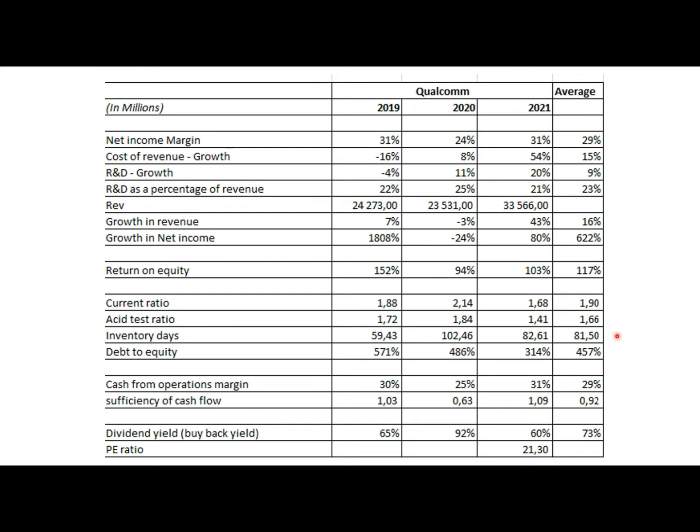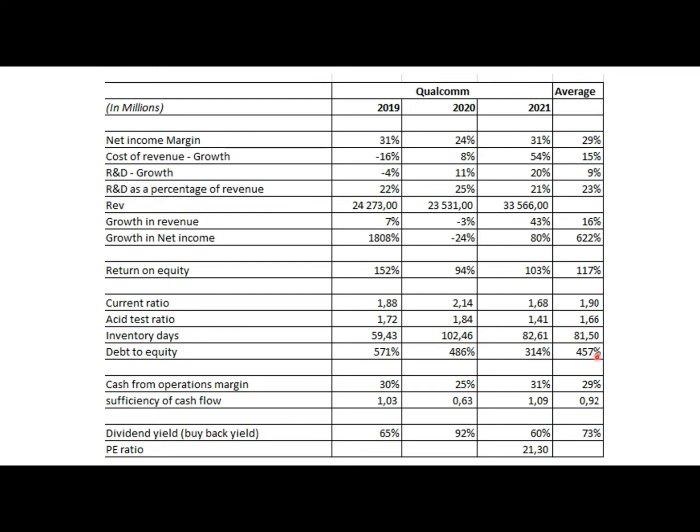Debt to equity is by far, my goodness, by far above the industry average. The industry average is about 126%. Debt to equity on average is sitting at 457%. That is a lot.